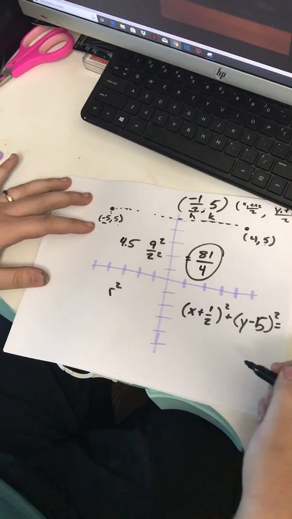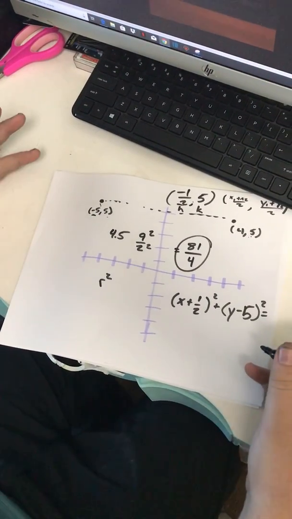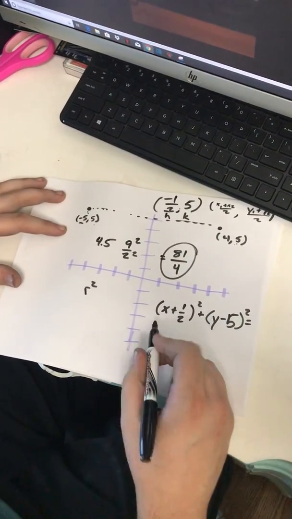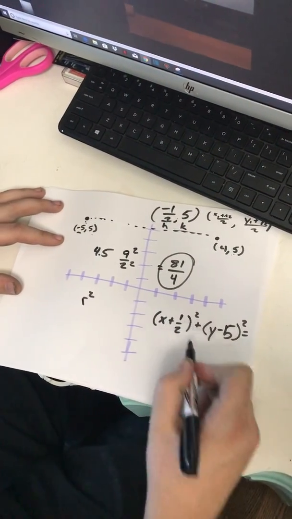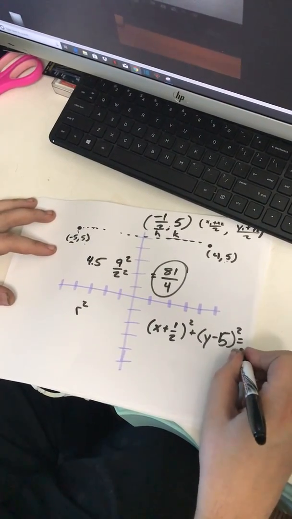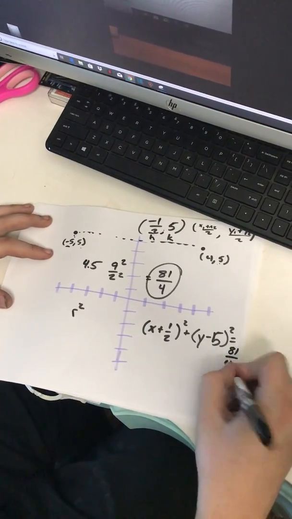So this is what the equation would be equal to, as it is the r squared value with our radius being 9 over 2. So you should have this: (x + 1/2) squared plus (y minus 5) squared equals, and I'm running out of page room here, 81 over 4.